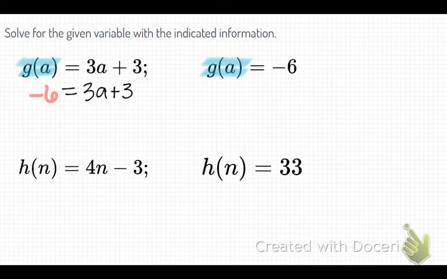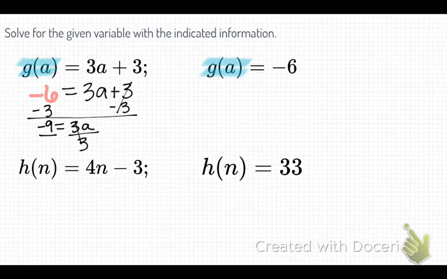Do you see the difference between this one and the last one? On the last one, I plugged in a to solve for my function. Now I'm trying to solve for a. How do I get a by itself in this problem? I'm going to subtract 3 first. And then what do I get? Negative 9 equals 3a. What do I do next? Divide by 3. Good. So what does a equal? Good. Do you understand the difference between this one and the previous example?